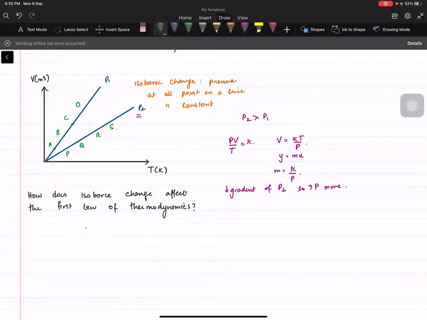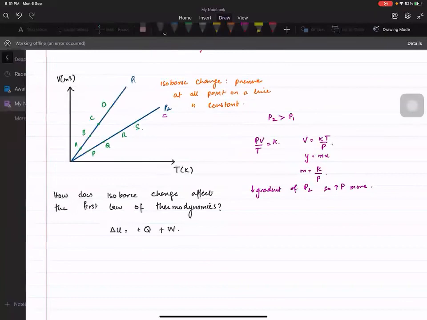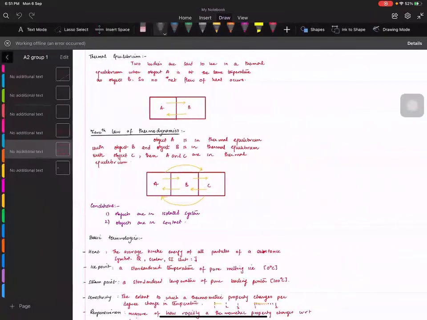The first law is, change in internal energy is given by Q plus the work done. Now remember, the temperature is changing, the heat may be supplied or not supplied, doesn't matter. The point is that it has constant pressure. Or I will take you back to one of the important things.